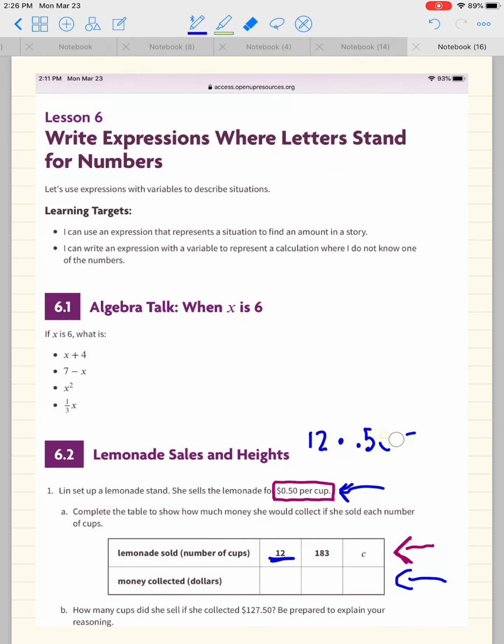Now, we could go ahead and solve this like we know how to solve decimals.